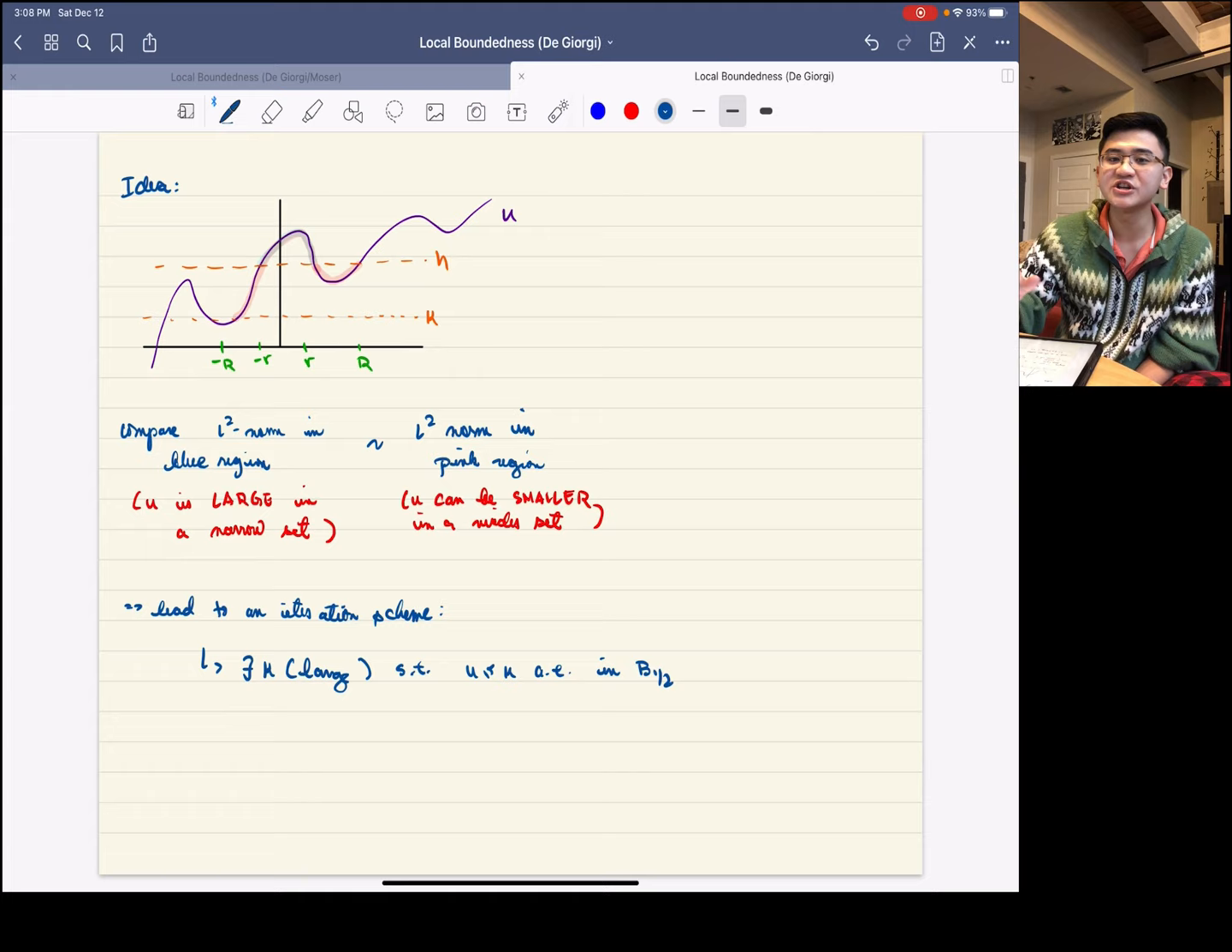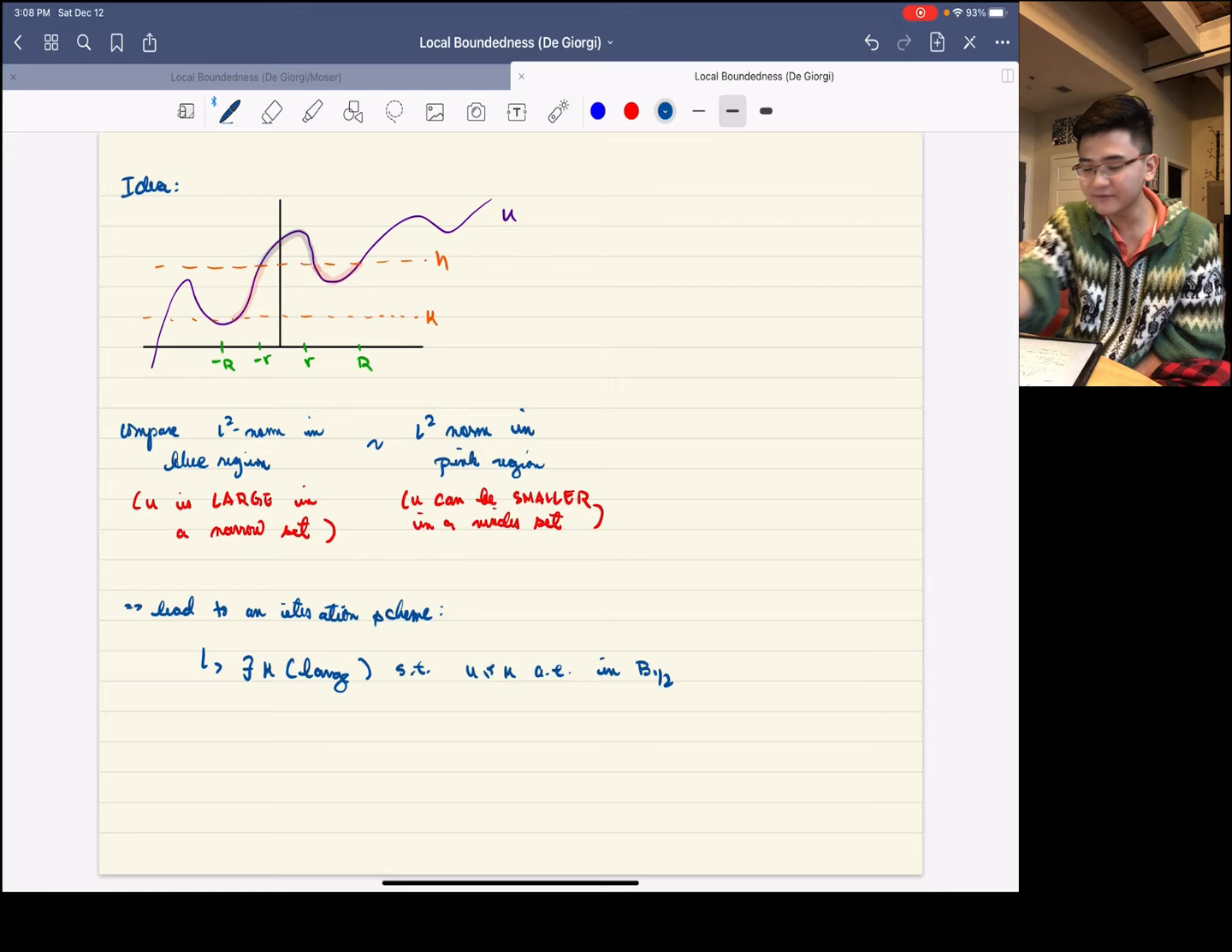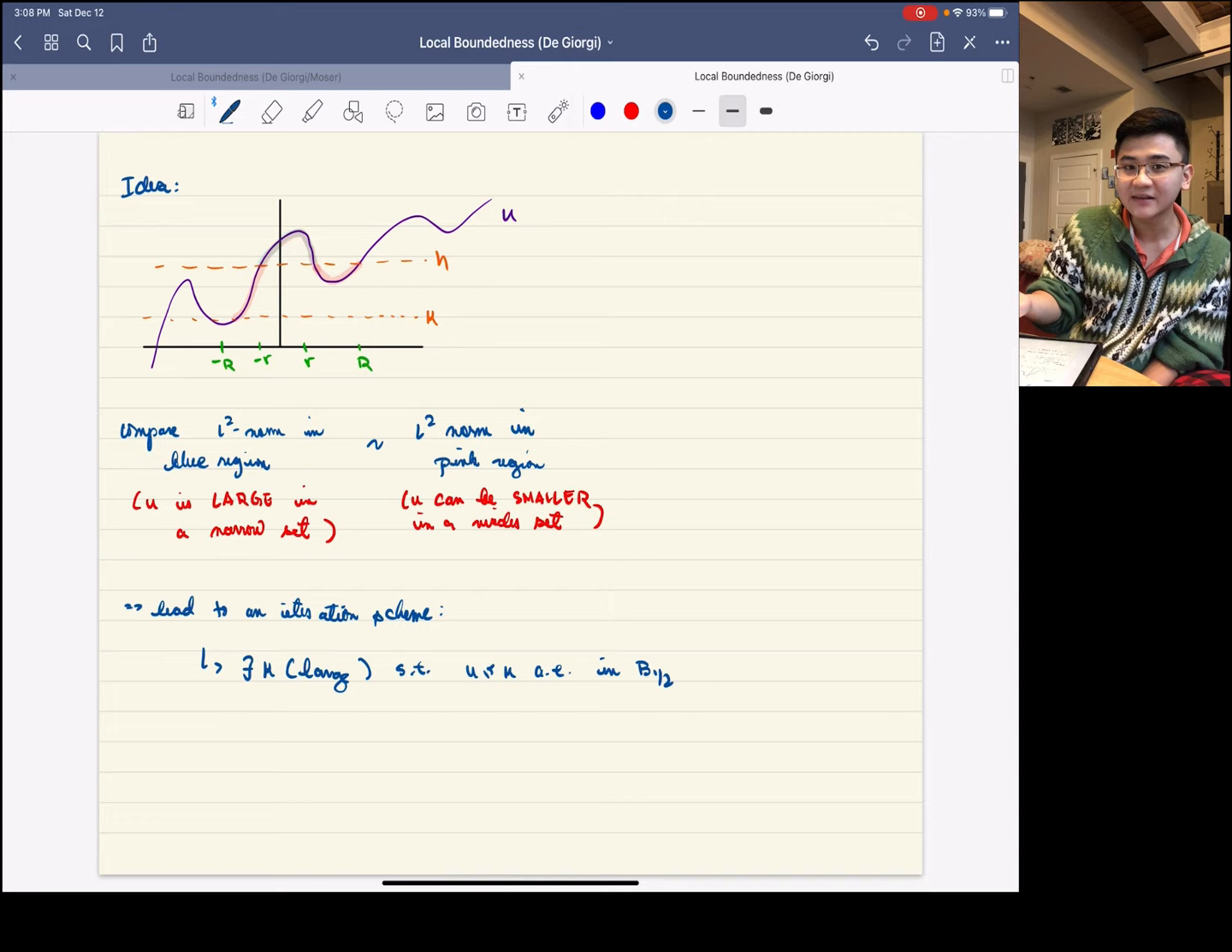What he solved was, I think, the parabolic problem almost independently and almost at the same time as De Giorgi in the late 50s. Moser sort of simplified De Giorgi's argument and presented his version of the iteration. Okay, so for today, what we'll be looking at is De Giorgi's approach.